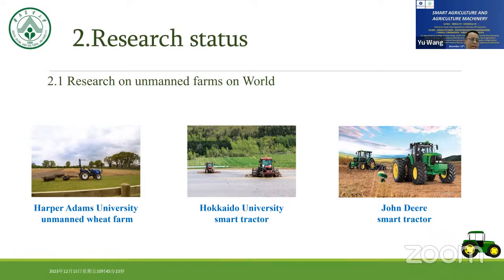In England, the Harper Adams University is building unmanned wheat farms. First of all, they fully cover the cultivation, management, and harvesting of the wheat.